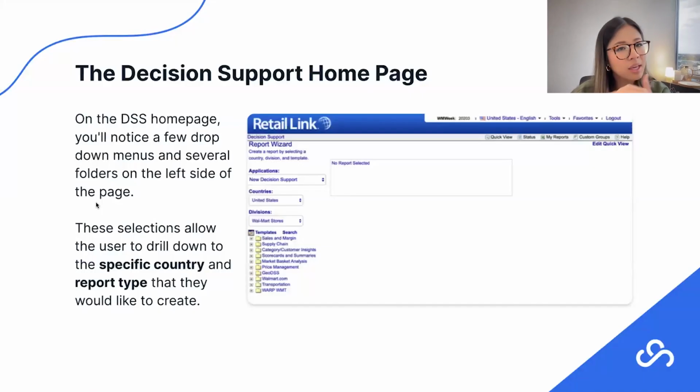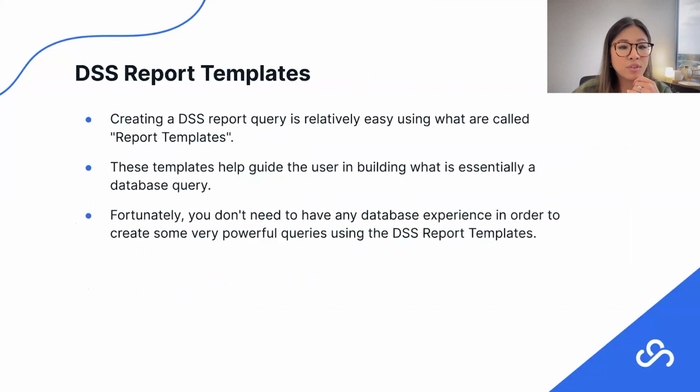So really quickly, we're just going to chat about it on a high level. If you're familiar with DSS, you probably know the homepage and what that looks like. The key thing here is understanding that I would be pulling data out of your sales and margin folders, your scorecard folders, and even Walmart.com folders, because that is going to have the most granular type of information for you.